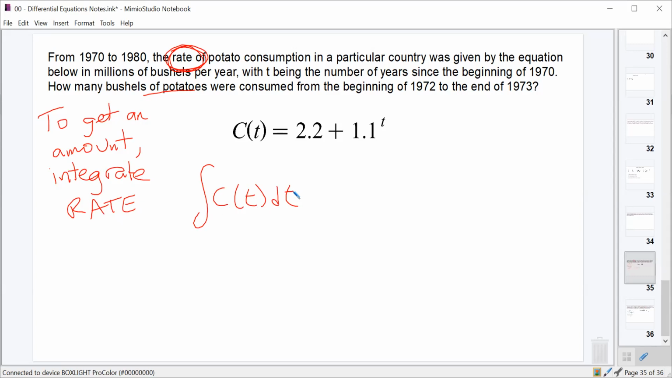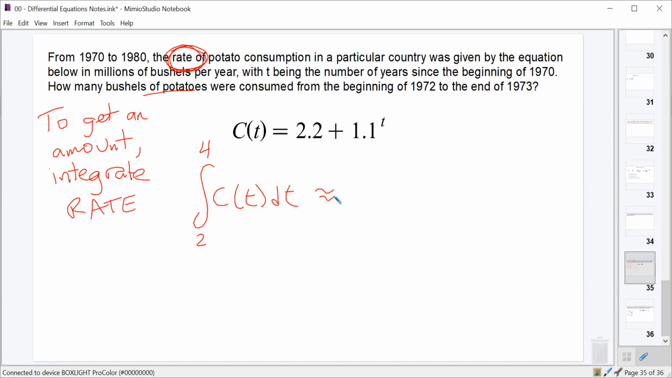If T equals 0 is the beginning of 1970, T equals 2 will be the beginning of 1972. And then the end of 1973, which would be the same as the beginning of 1974, will be T equals 4. We could do this by hand to get an exact value, but we might as well use a calculator, because the main place you'll see this type of question is an AP test FRQ, and they generally show up in the calculator section.